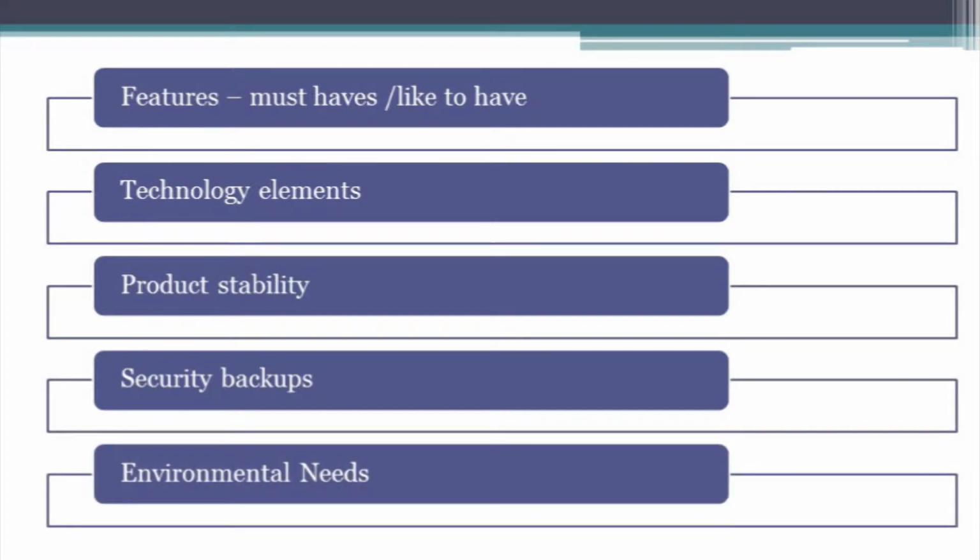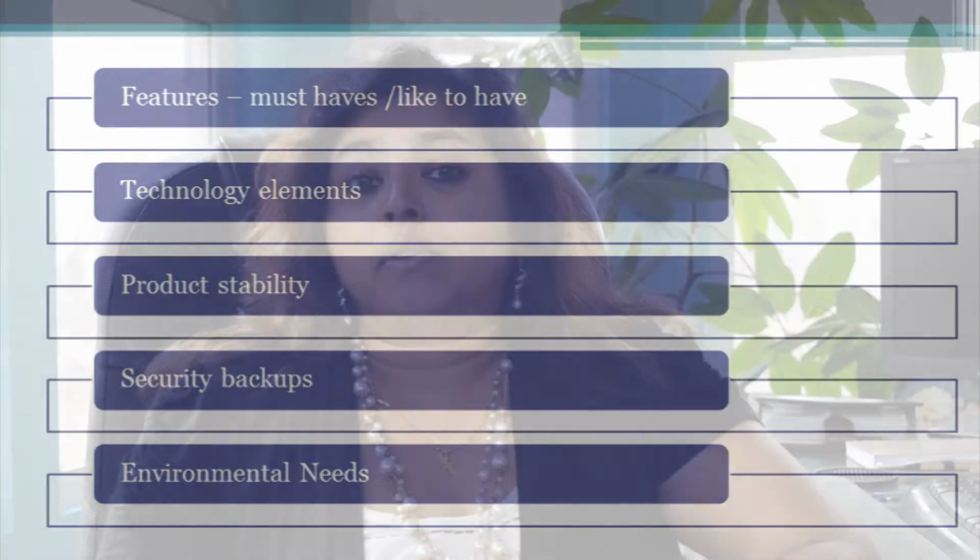Environmental need. This is very important because this is going to help you decide what you need from your organization from a resource perspective. Everything from hardware, software, technical resource, and also communication infrastructure and network. What do you need to support this project?